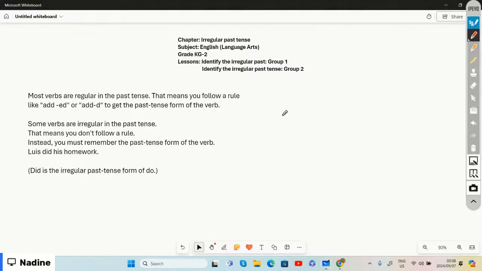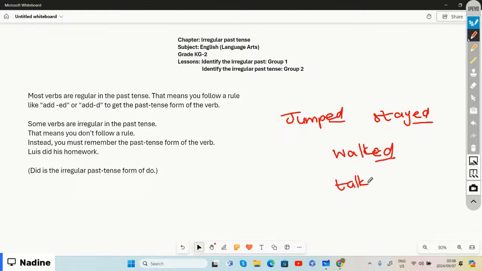So words like jumped, stayed, walked, talked, or watched, these are all regular past tense. And when we say regular past tense, then it follows a specific rule. With the rule that it follows, we can say that you either add a D or you add an ED to a regular past tense, and that will show the tense.